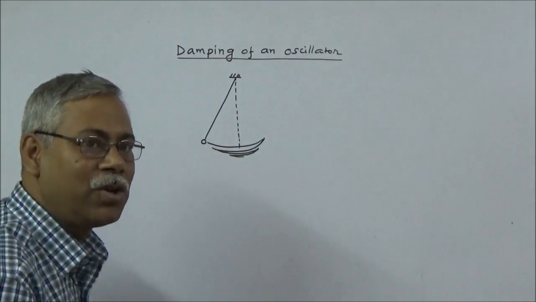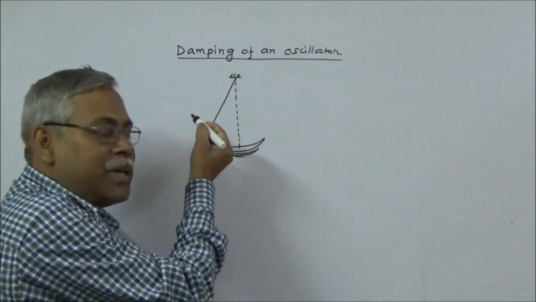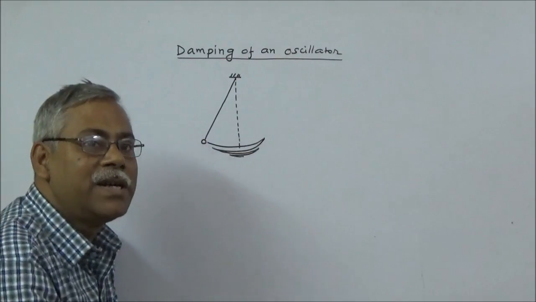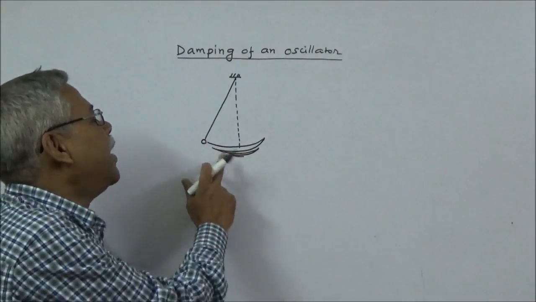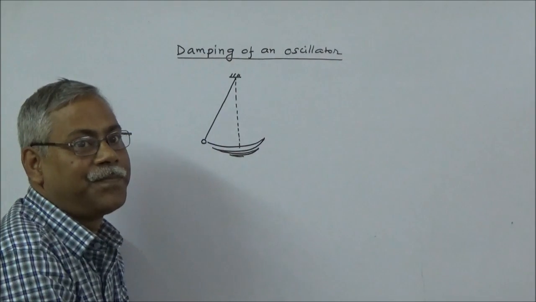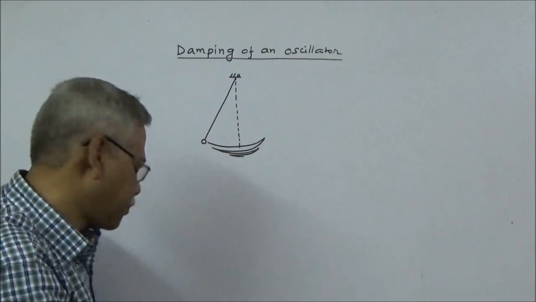Actually, if you consider the actual motion, then the amplitude of oscillation is a function of time. Initially at t equals 0 it is maximum, thereafter it gradually decreases. We find this amplitude as a function of time, considering the resistive forces.